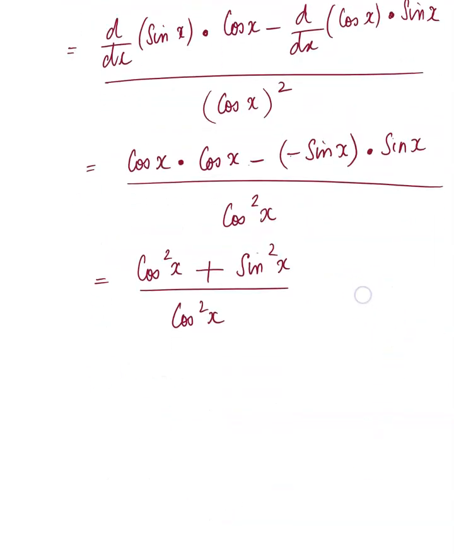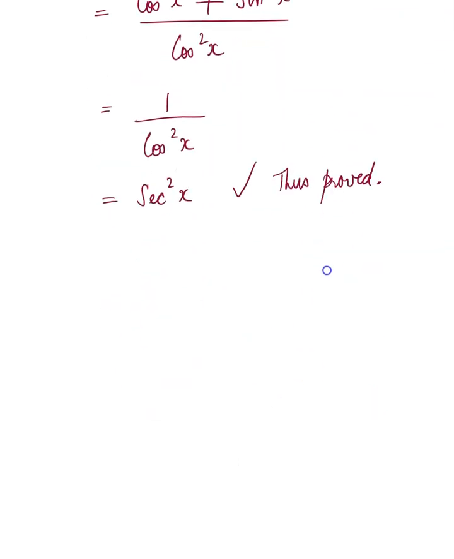Again, from trigonometry, cosine squared x plus sine squared x is equal to 1. So 1 over cosine squared x. And that's nothing but secant squared x. Let's see, thus proved. And so that's how we arrive at these derivatives for trig functions. So I showed 2 of them for you as a sample. And I hope you're curious enough to go and verify the others.